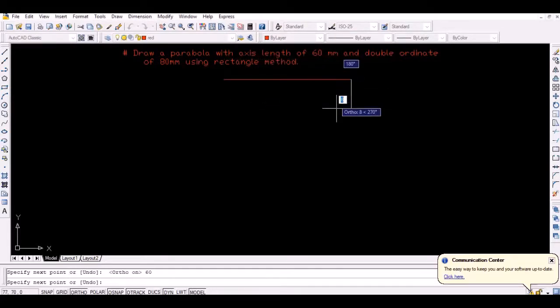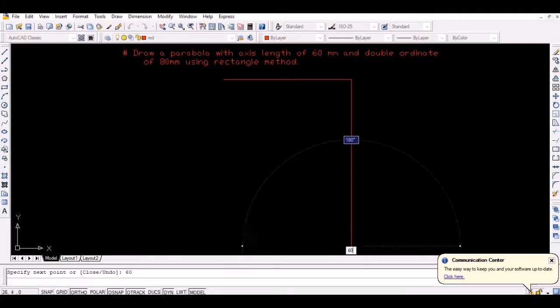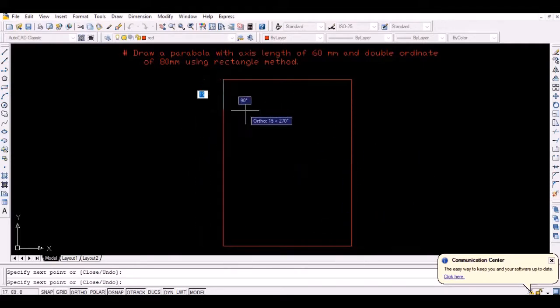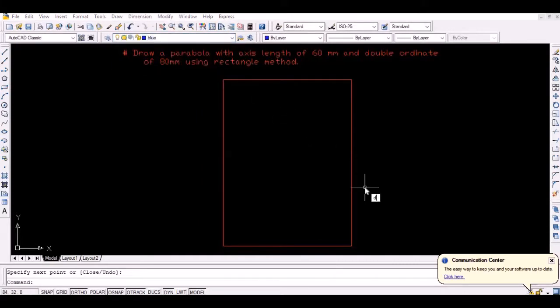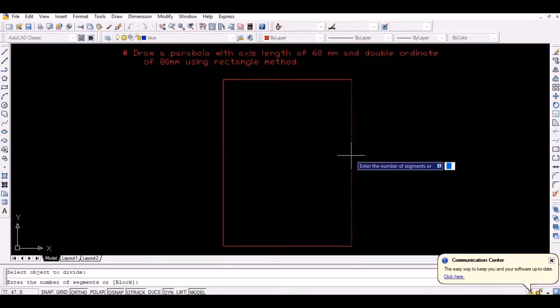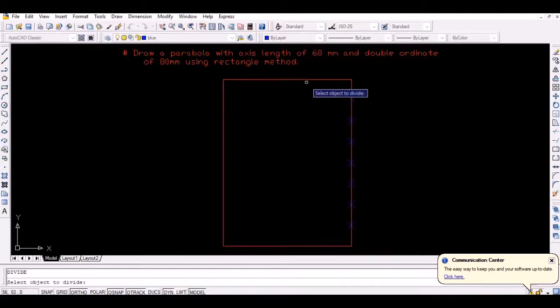Initially, draw a rectangle with an axis length of 60 mm as breadth and a double ordinate of 80 mm as length of the rectangle. Now, divide the length of the rectangle into 8 divisions, and similarly the breadth of the rectangle into 4 divisions. It is not a rule to divide length and breadth into the stated divisions, but the number of divisions in length should be equal to twice the number of divisions in breadth.